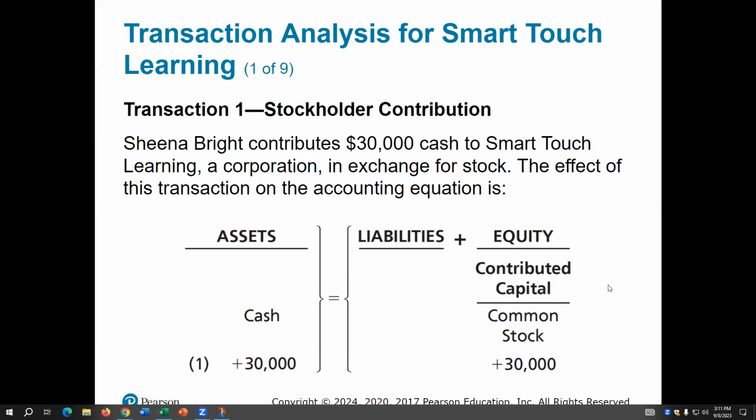Okay, so let's start off with the very first type of transaction that we might have before starting a business, which would be a shareholder contributing into a business that they want to start. We've got Sheena Bright. She's contributing $30,000 into a corporation in exchange for some stock in the company. So what we would have is an increase in our assets, and we would also have an increase in our equity over here. And here's where the double entry accounting part gets cool, all right?